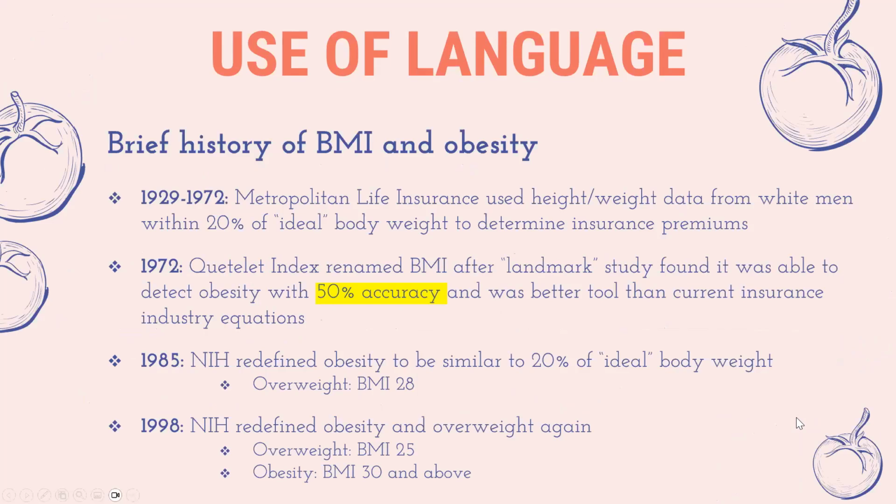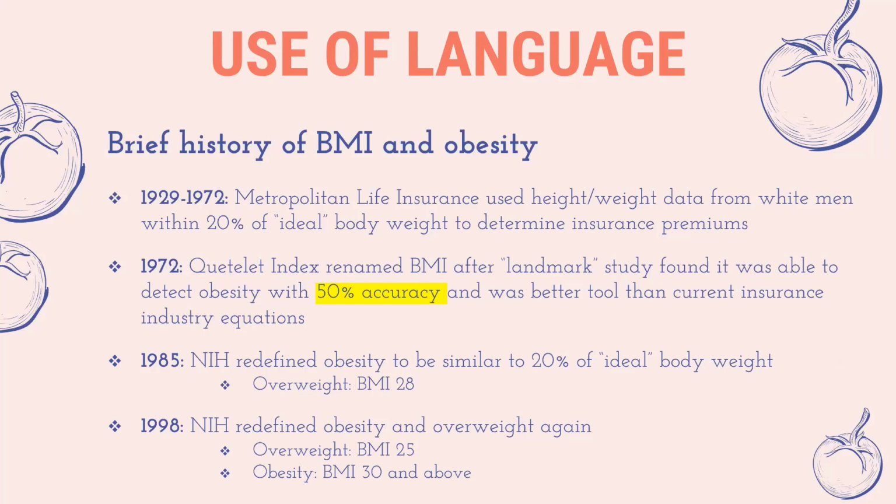So continuing on with this brief history, from 1929 to about 1972, Metropolitan Life Insurance used height and weight data from white men within 20% of their quote unquote ideal body weight to determine insurance premiums. In 1972, the Quetelet Index was renamed Body Mass Index after a, quote, landmark study found that it was able to detect obesity with about 50% accuracy. And they felt this was a better tool than the current insurance industry equations.